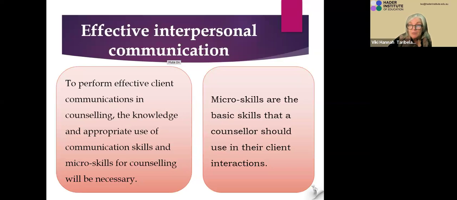So to perform effective communications in counselling, the knowledge and appropriate use of those communication skills, or your micro skills, for counselling are essential. When we do the role plays, we are assessing you on exactly that, your micro skills: what you say, what you do, your body language, your non-verbal, your posture, your tone, how you are presented, your eye contact. Is it appropriate with this person, not appropriate with another? Am I in the confronting position when I'm working with them?